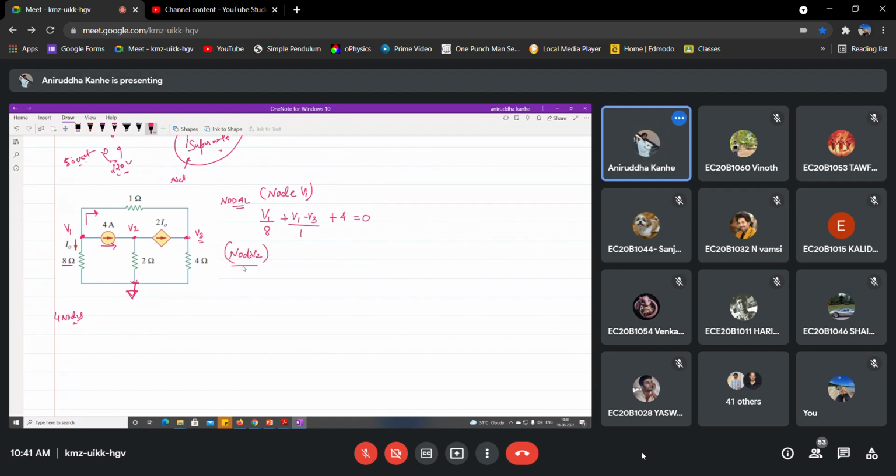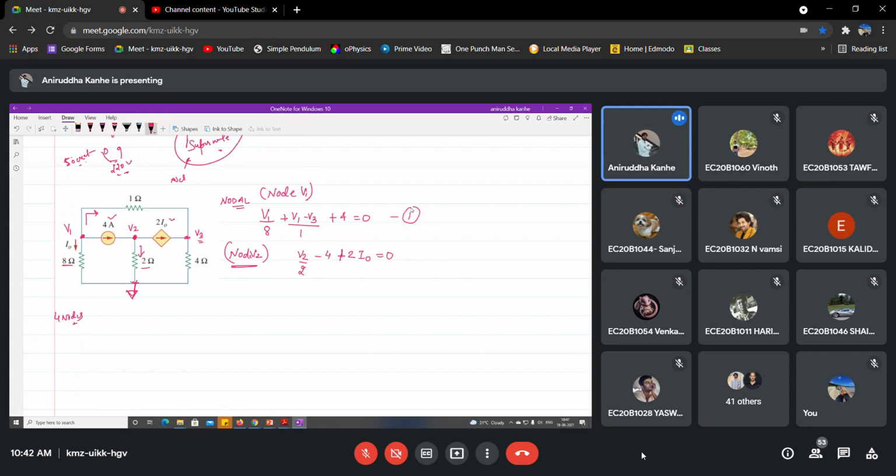Node V2 is here. So this I will consider as outward. These two current directions are already given to you, because this is a current source and this is a dependent current source, so that direction is also given. We will consider the same. So V2 by 2 outward, hence positive sign, minus 4 because it is inward, and plus 2I0, that is equal to 0.